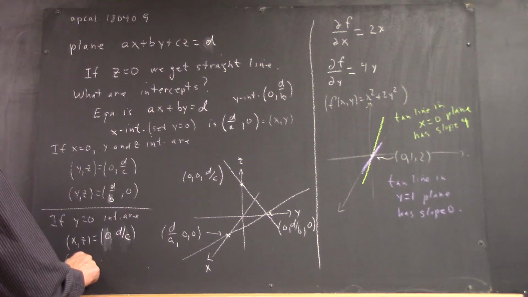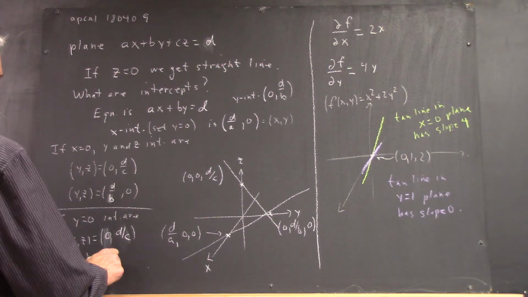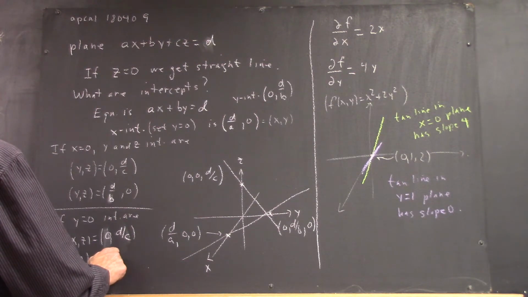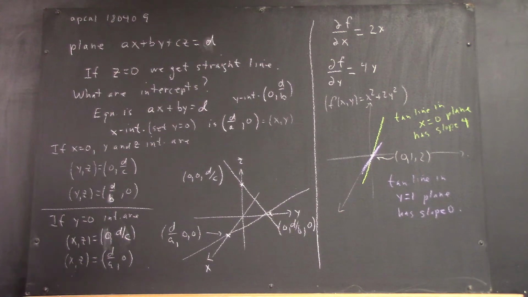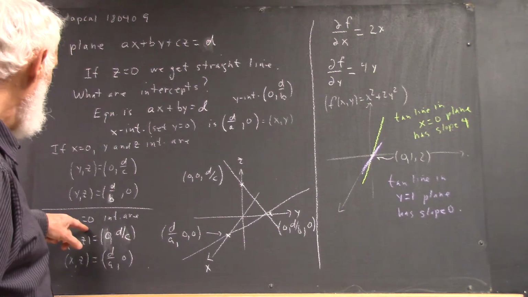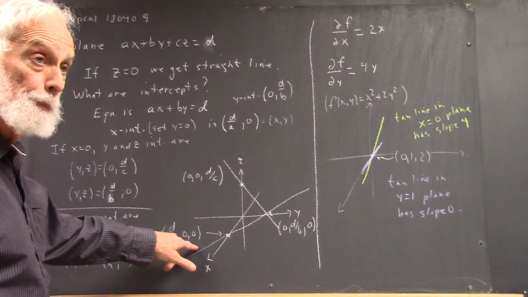And then, if we let z equal 0, well, y is also 0. And that's going to give us d over a, 0, 0. So y is 0, x is d over a, z is 0. That gives us this point.